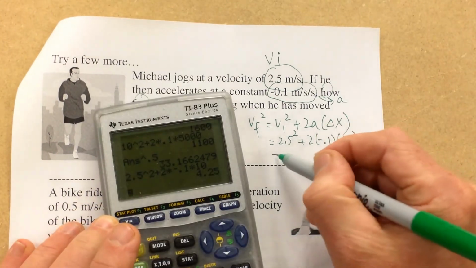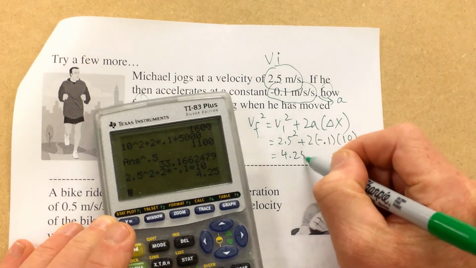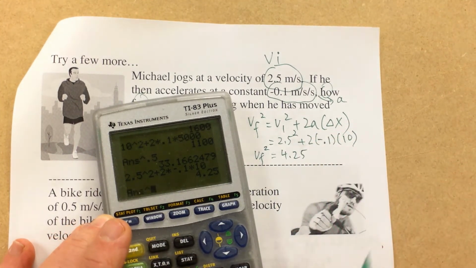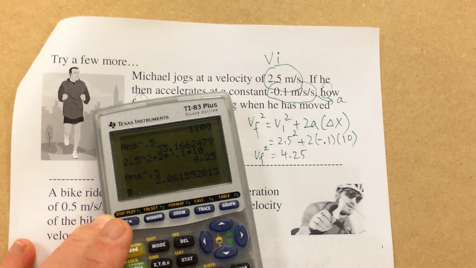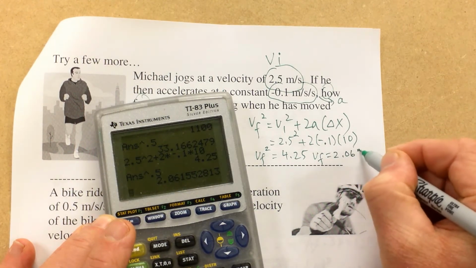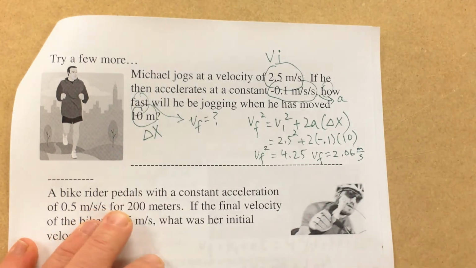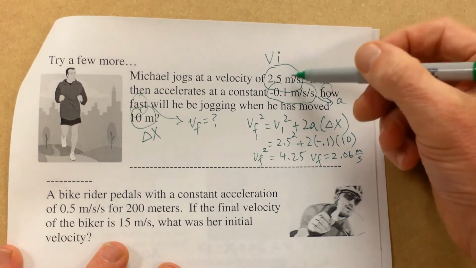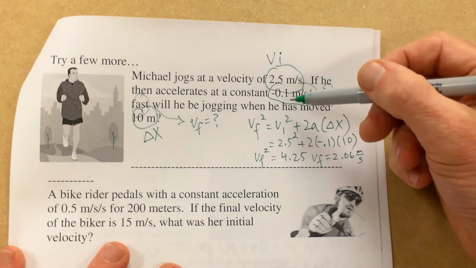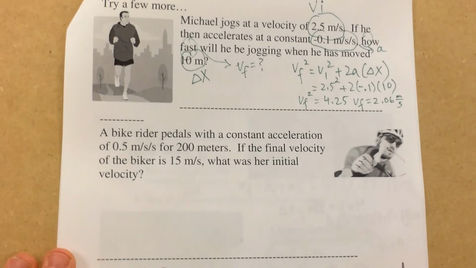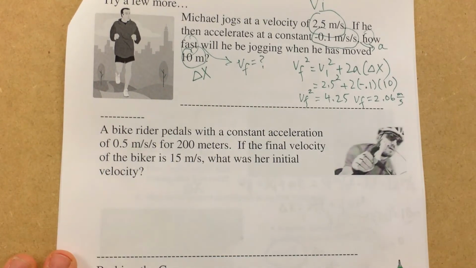Okay, it looks like he's going now at 4.25, but again, that's the square of his velocity, so we need to take a square root, and that's around 2.06 meters per second. Okay, so he was jogging at 2.5, he gets slower, now he's at 2.06. Okay, let's take the next one. You might want to try this one on your own.